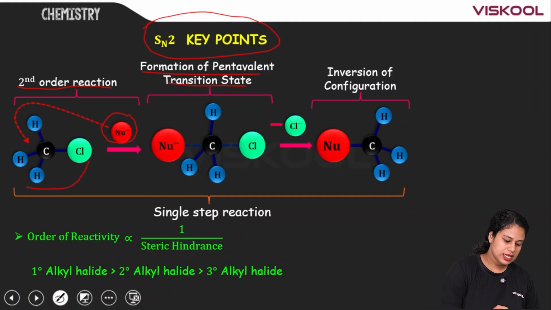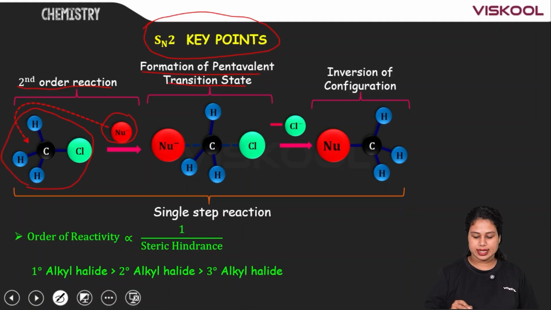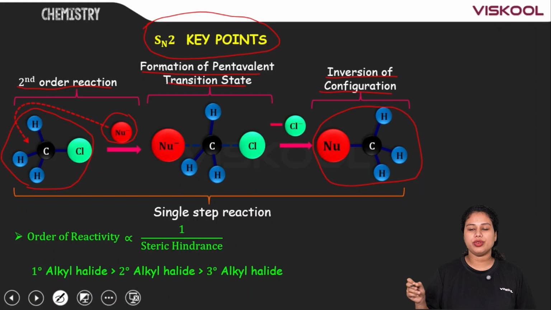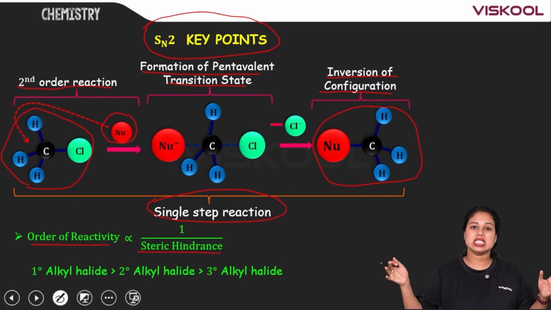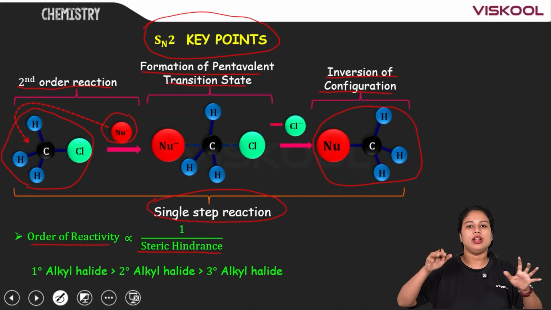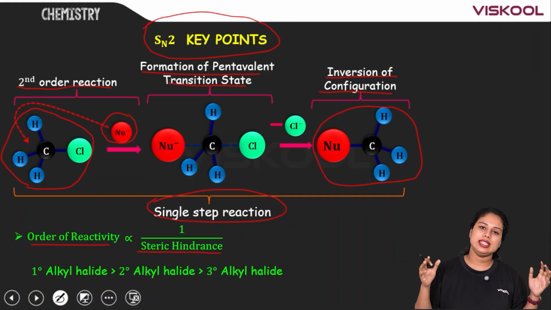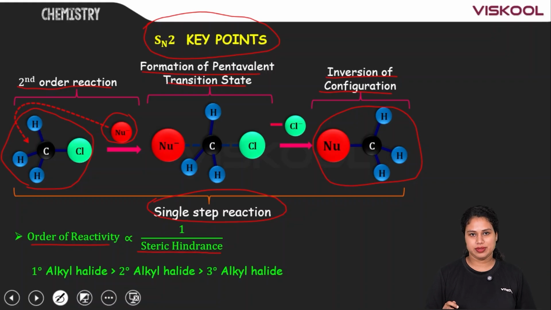Then, after the product formation, here you can see this was our reactant, and here this is the product. There takes place the inversion of configuration in SN2 reactions, right? And it is a single step reaction. The order of reactivity is inversely proportional to steric hindrance. If the steric hindrance increases, the order of reactivity decreases. The more methyl or ethyl groups present, the less reactivity.